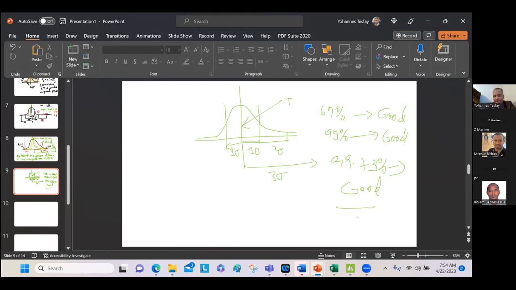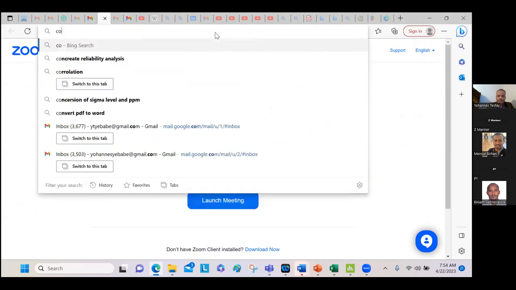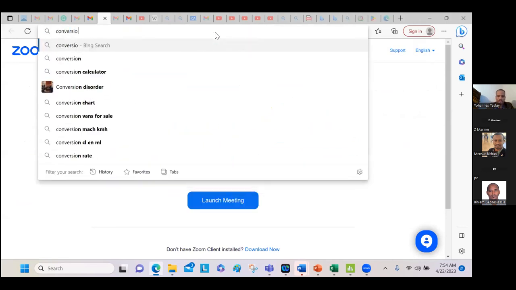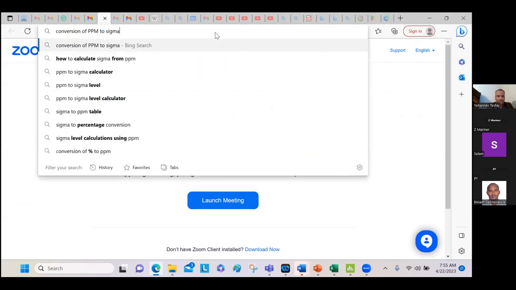So if it is 6 sigma, almost, I'll show you that. Conversion of ppm to sigma level. Okay.